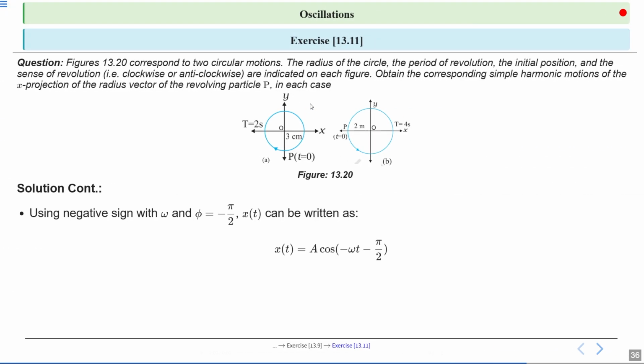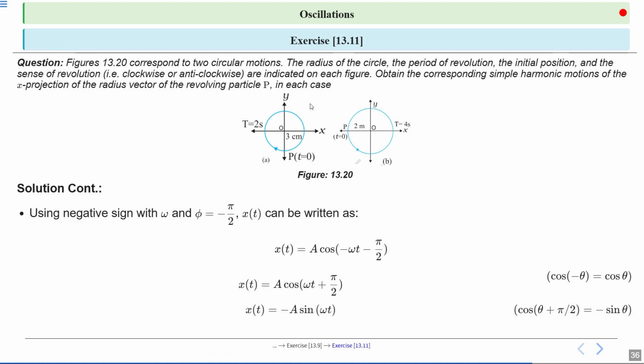Here, let's write the equation for x of t using the negative sign with omega and phi equal to minus pi over 2. Here omega is the angular frequency which tells us how fast the particle goes around the circle. Phi is the phase constant which sets the starting position. So our equation x of t is equal to a cos minus omega t minus pi by 2. So x of t is equal to a cos omega t plus pi by 2. This setup just makes the equation easier to work with, but the physical meaning stays the same.